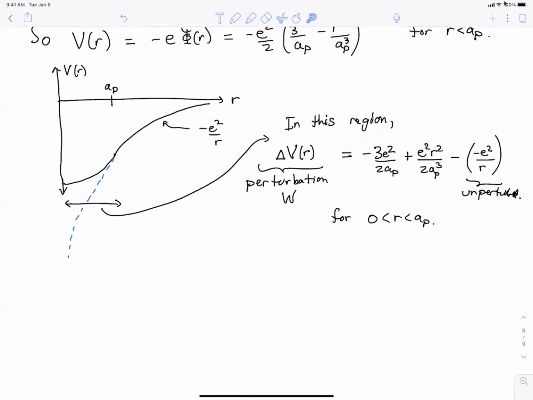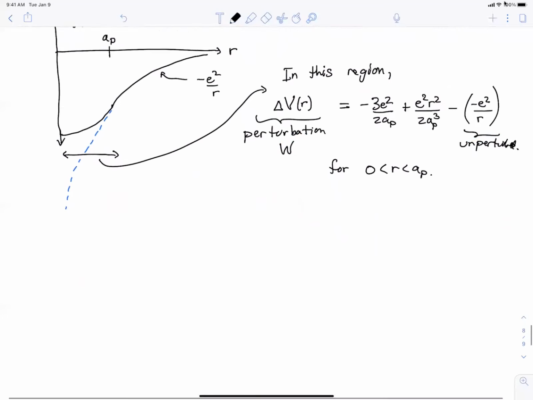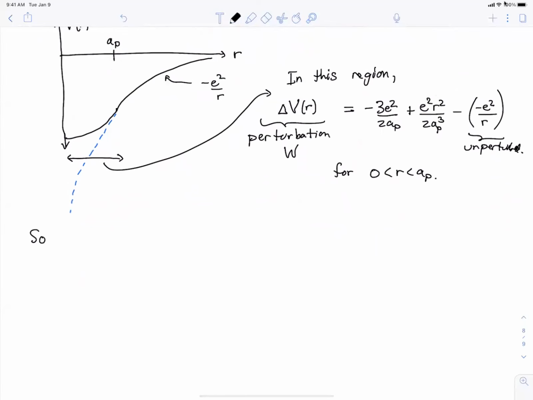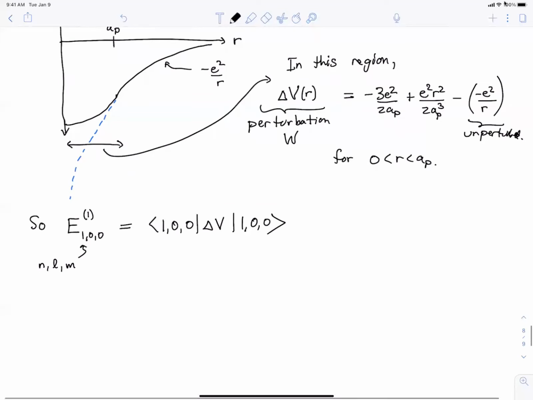And so now, working to first order in perturbation theory, we use our great formula, and we're only going to do this for the ground state, which is 1, 0, 0. So when I write 1, 0, 0, that's the n, l, and m quantum numbers. The 1 here is telling you that we're doing first order in perturbation theory. And this is the matrix element <1,0,0| W, which is delta V, |1,0,0>. All right, so we just have to evaluate that.